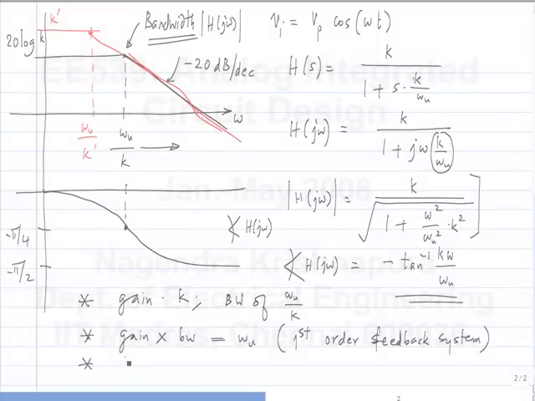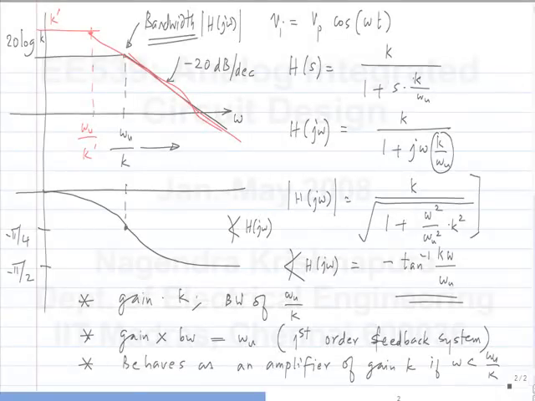Okay. This behaves as an amplifier of gain k if omega is less than omega u by k, approximately. Now, what is omega u? Omega u was the constant that we took for the integrator. What is the significance? Now, by analyzing the feedback system, we see that it is the gain times bandwidth of the feedback system. But for the integrator itself, what is the significance of omega u?